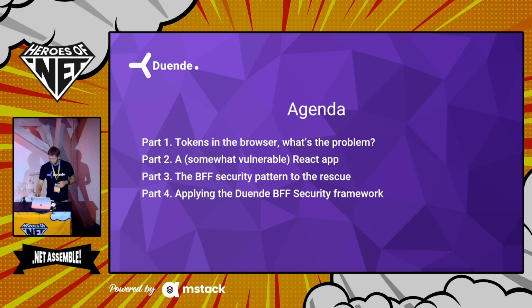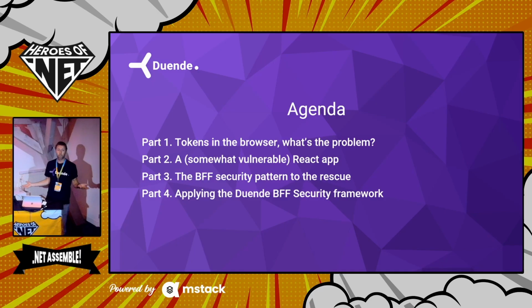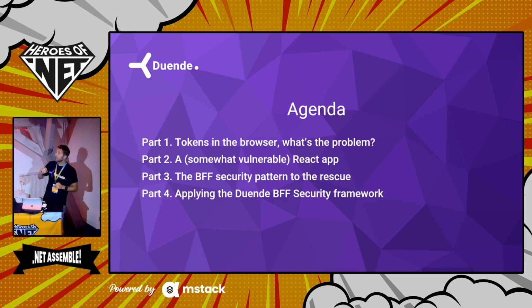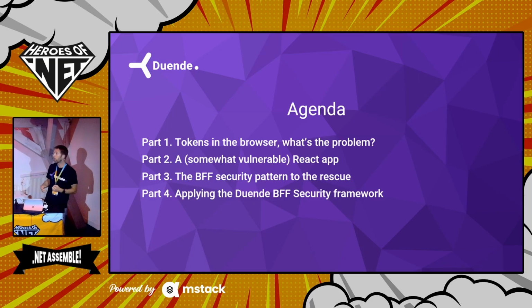So this is the agenda. First, tokens in the browser. You know, everybody's doing it. Why are you making such a big fuss about that? After that, I'm going to show a perfectly well written React application. Nothing to see here, it's all good. Then we'll see how the BFF pattern can help you with that. And it's of course not the best friends forever pattern, although it might become your best friend.